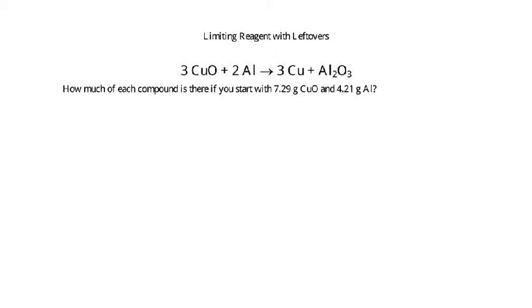In this video, I am going to be discussing how you solve a limiting reagent problem and deal with what is left over from the compound that is in excess. So we have this chemical reaction in which 3 copper oxides, copper 2 oxide, reacts with 2 aluminum to yield 3 copper solid and aluminum oxide.